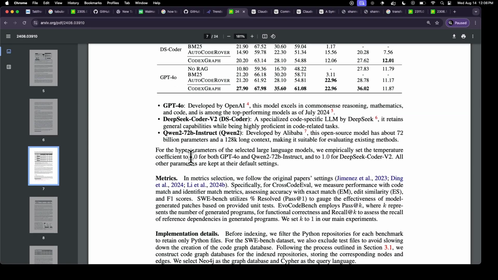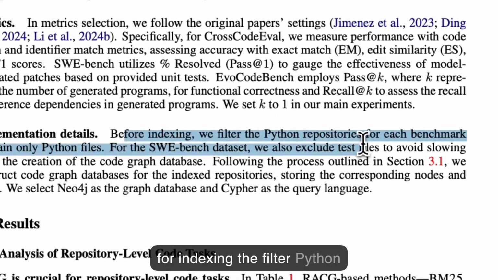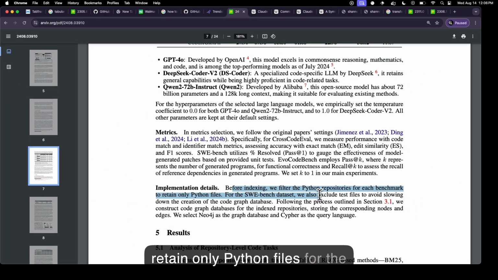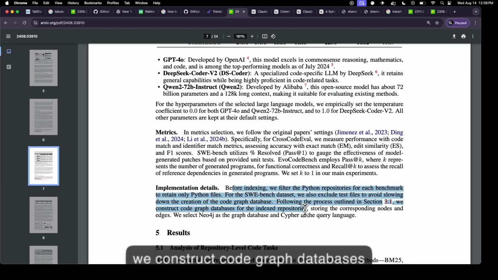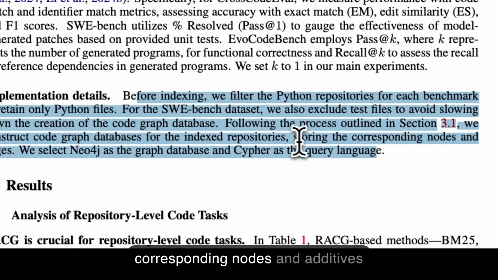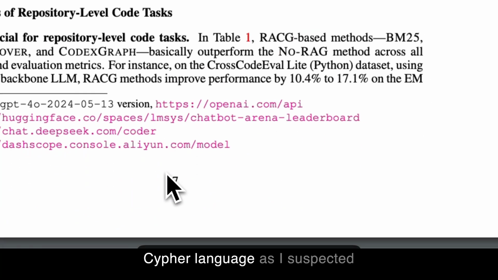Before indexing, they filter Python repositories for each benchmark to retain only Python files. For the software engineering benchmark dataset, we also exclude test files to avoid slowing down the creation of the CodexGraph database. Following the process, we construct CodexGraph databases for the indexed repositories, storing the corresponding nodes and edges. They use Neo4j as a graph database in Cypher language, as I suspected.